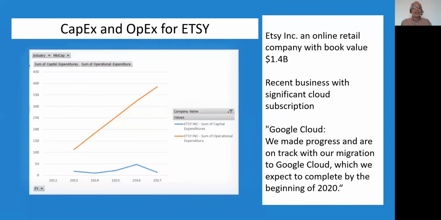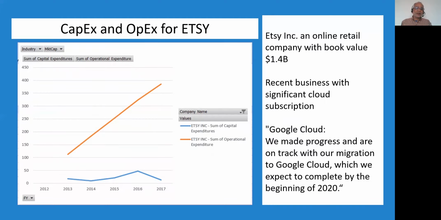Etsy displayed the same behavior. Etsy is a great cloud player right from the beginning. They would be transitioning to the Google Cloud by 2020. You can see that operational expenditures have always been increasing in a steady, steep incline, whereas the capital expenditures have stayed flat.